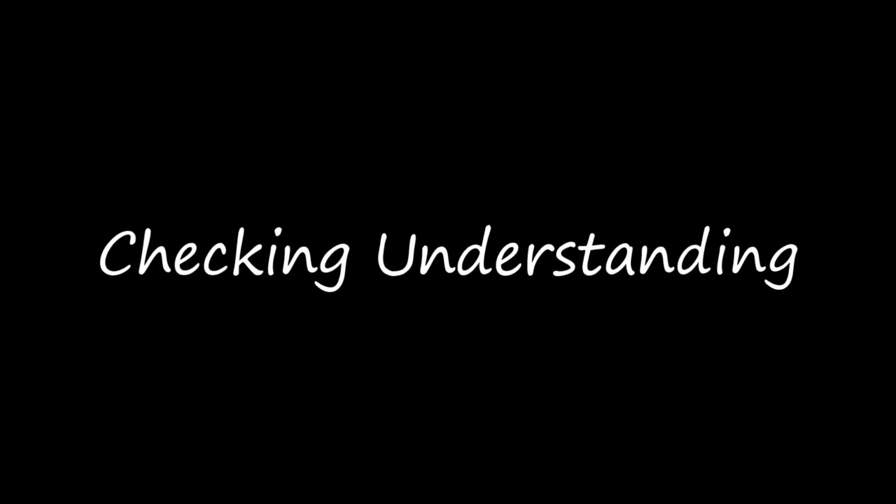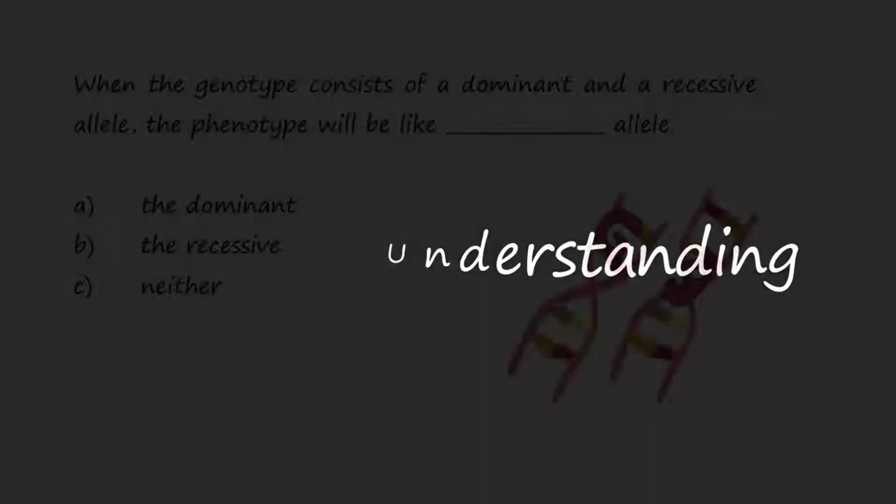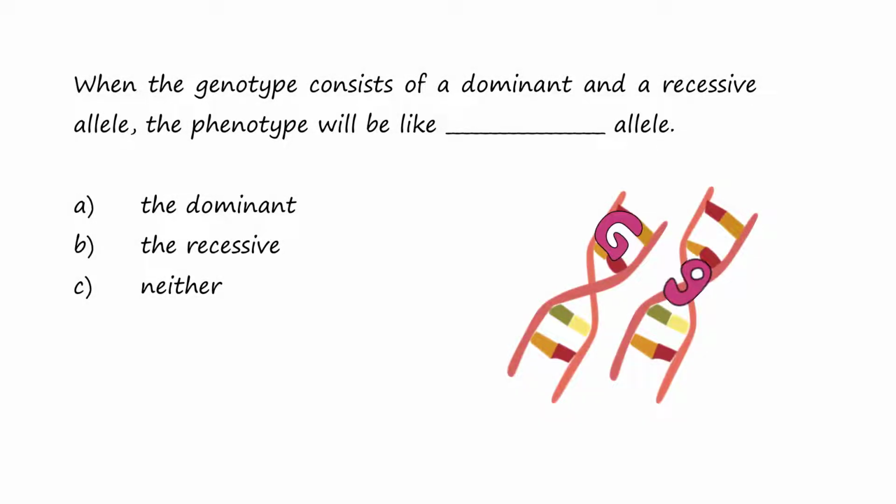So let's check our understanding of dominance. Question 1. When the genotype consists of a dominant and a recessive allele, the phenotype would be like which allele? A, the dominant, B, the recessive, C, neither. The answer is A, as dominant alleles mask the effect of recessive alleles.